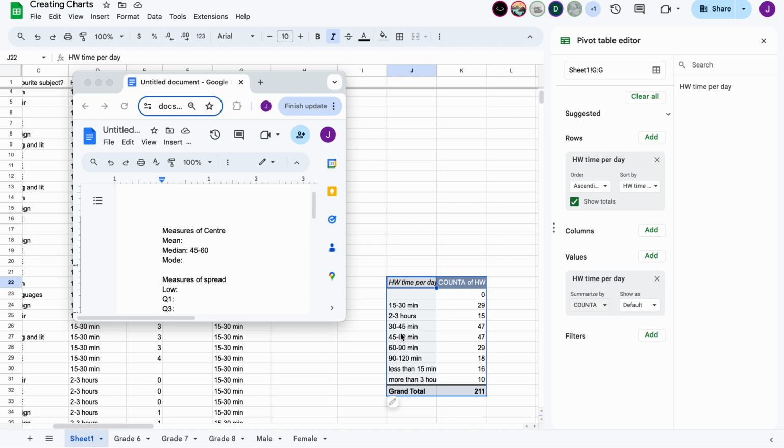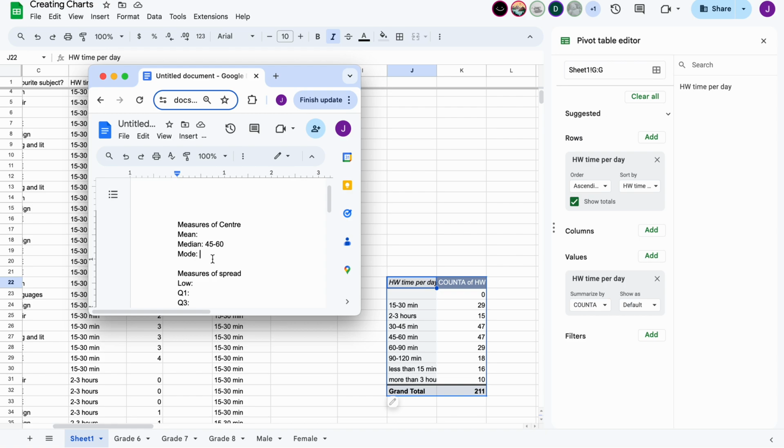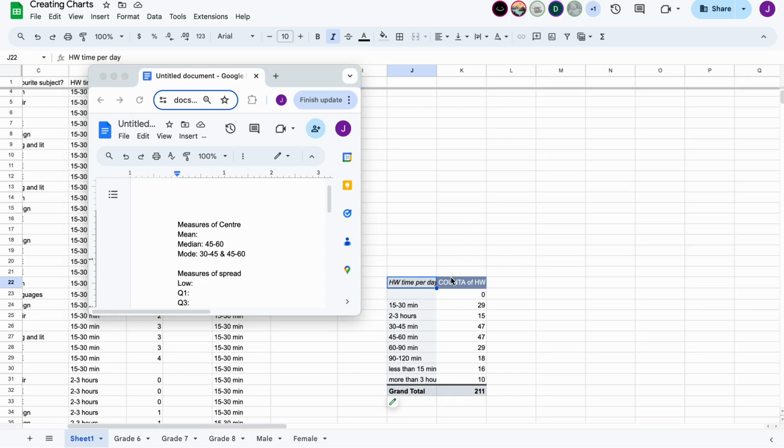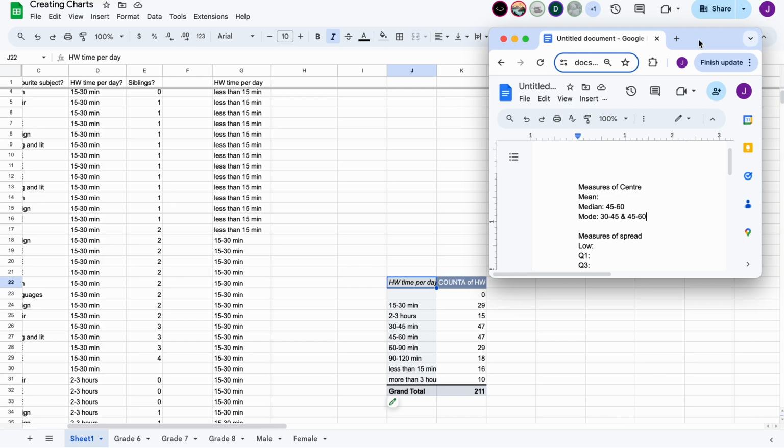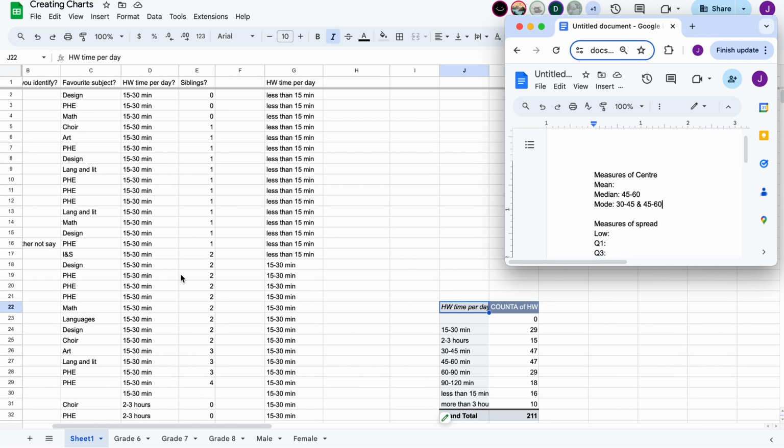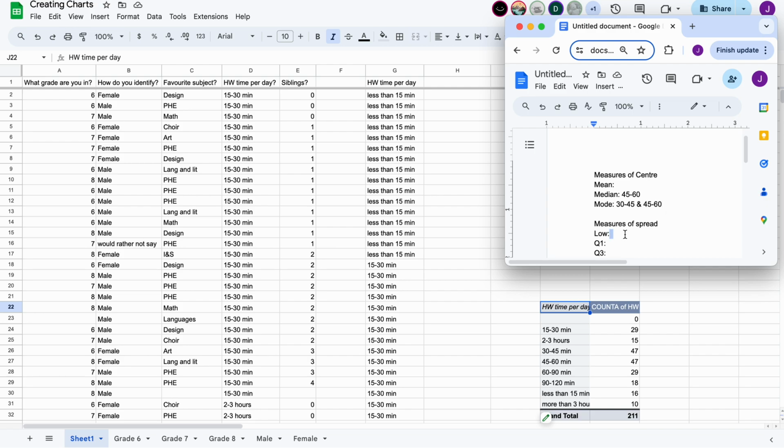And 30 to 45 and 45 to 60, it's bimodal. We have two modes. So on my mode, I'm going to write 30 to 45 and 45 to 60 as my two most commonly selected answers. So there we go. I've done my median and my mode. We now want to look for Q1 and Q3, mainly because our low we know is less than 15, so I can just type these in, and I know that my highest was more than 3 hours.